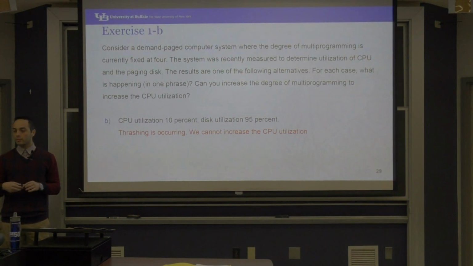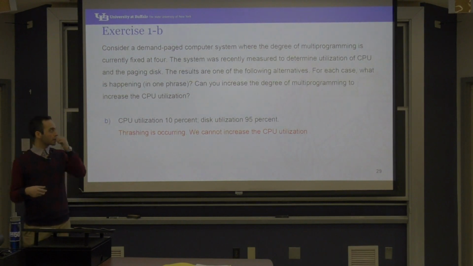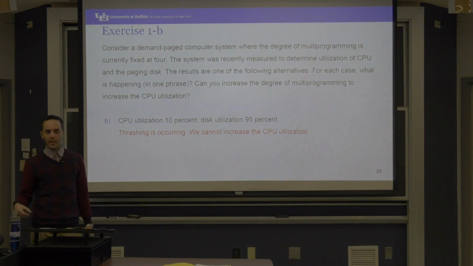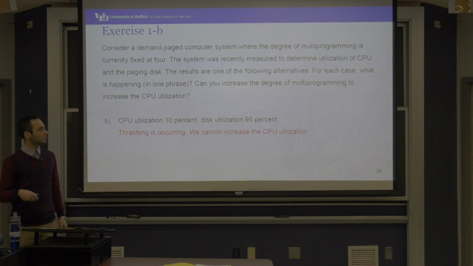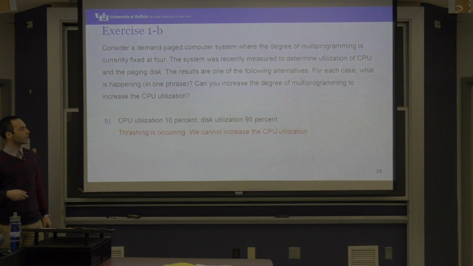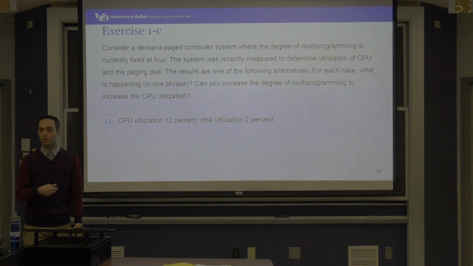But in that case, you won't see this. I think that way they can actually utilize the MMU, so the operating system will probably know anyways. So, next would be CPU utilization is 12% and disk utilization is 2%. So what's going on?